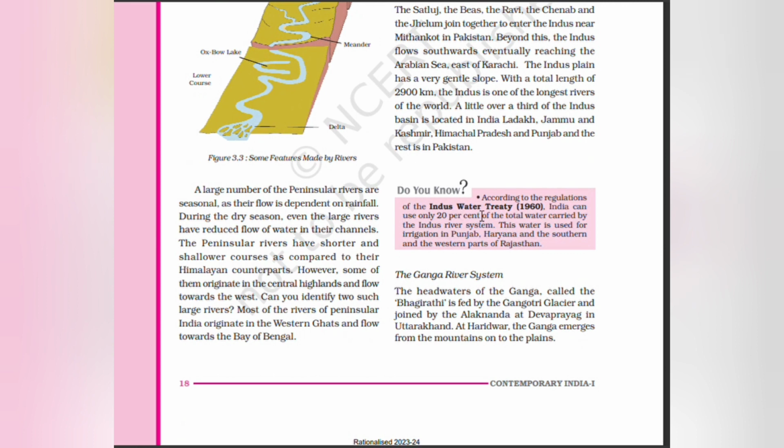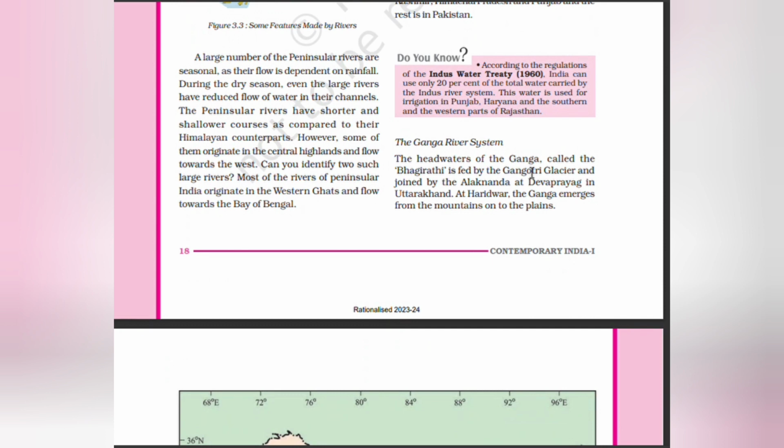According to the regulations of the Indus Water Treaty of 1960, India can only use 20% of the total water carried by the Indus River system. This water is used for irrigation in Punjab, Haryana, and the southern and western parts of Rajasthan.